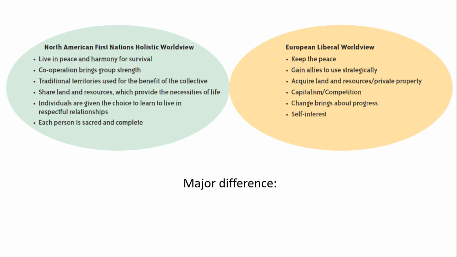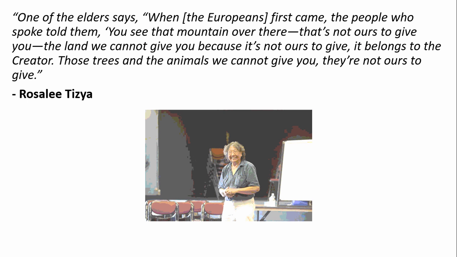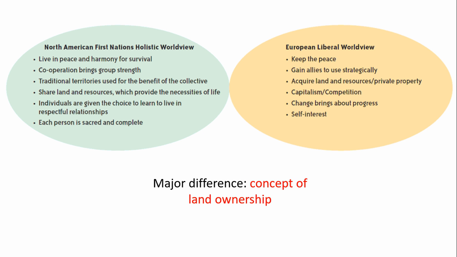Okay, and the major difference between these two worldviews that we're going to focus on in today's lesson is highlighted by this First Nations elder. This elder spoke and said, when the Europeans first came, the people who spoke to them told them, you see that mountain over there? That's not ours to give you. The land we cannot give you because it's not ours to give. It belongs to the Creator. Those trees and the animals, we cannot give them to you. They're not ours to give. All right, so you can see this major difference that's highlighted in this quote is the concept of land ownership.